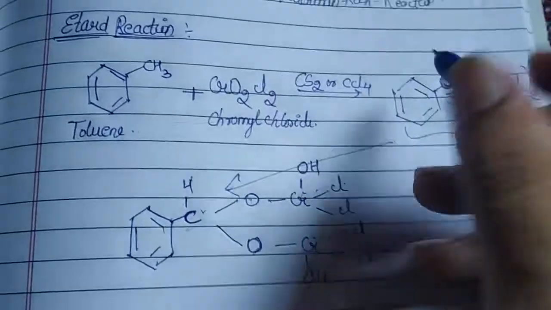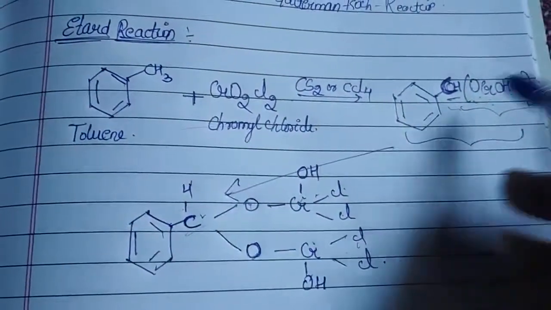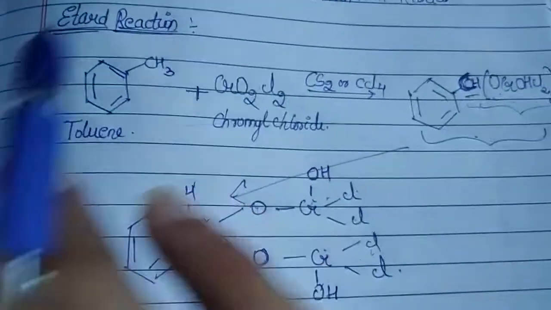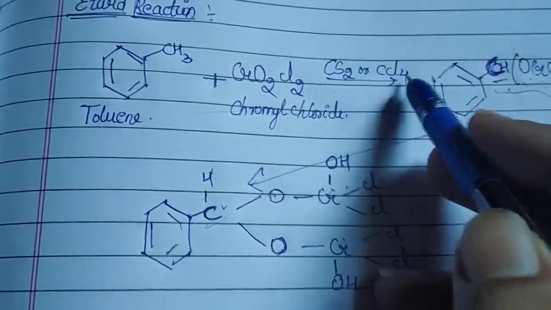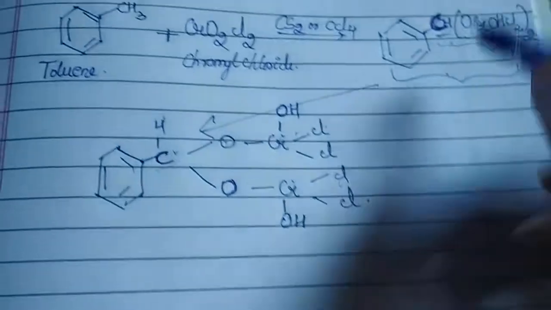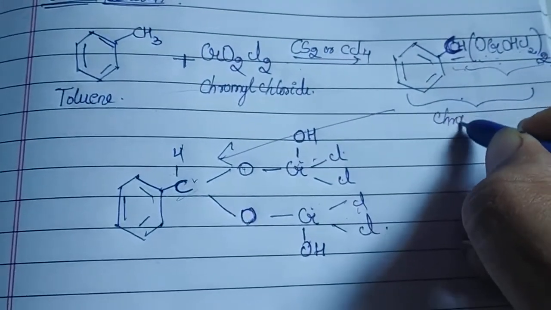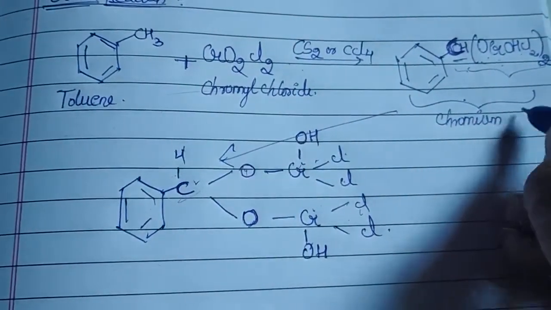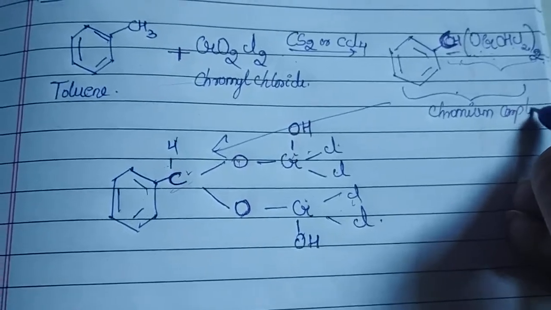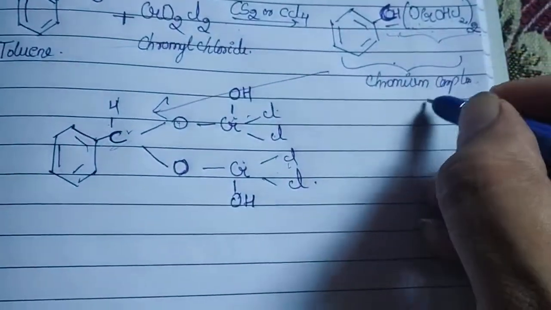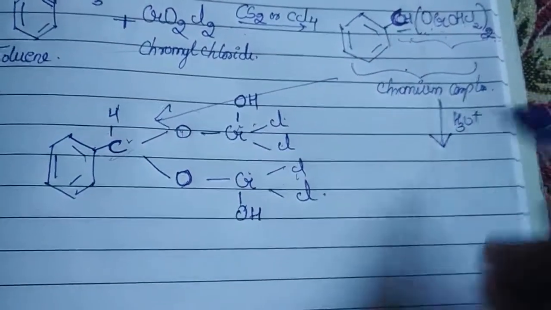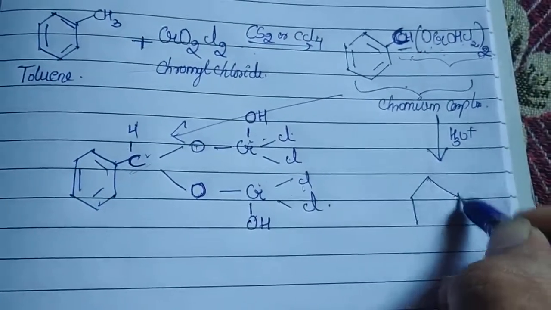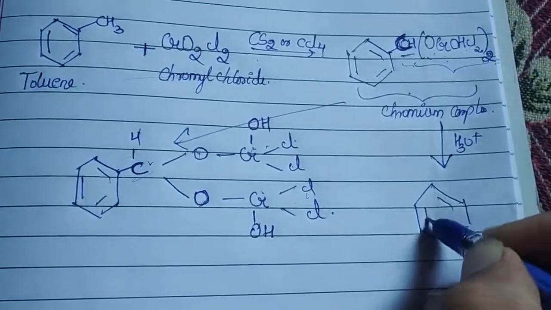So this is very important, and I will say why it is important. First, when you are treating your toluene with chromyl chloride in the presence of carbon disulfide or carbon tetrachloride, we are getting a chromium complex. We are getting what? A chromium complex. Then upon acid hydrolysis, we would be getting our respective benzaldehyde.